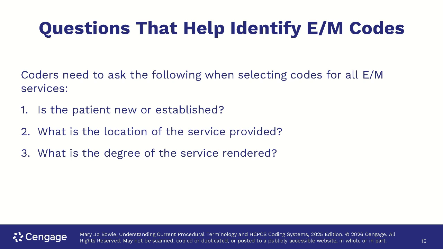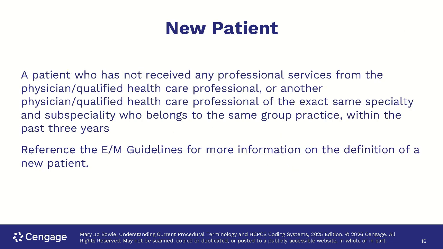You're going to find all of this information in the medical record. And so when you know the rules as you're reading the record, you can actually apply the rules. The CPT manual does have an official definition of a new patient versus an established patient. A new patient is one who has not received any professional services from the physician or qualified healthcare professional, or a physician or qualified healthcare professional of the exact specialty and subspecialty who belongs to the same group practice, within the past 3 years.